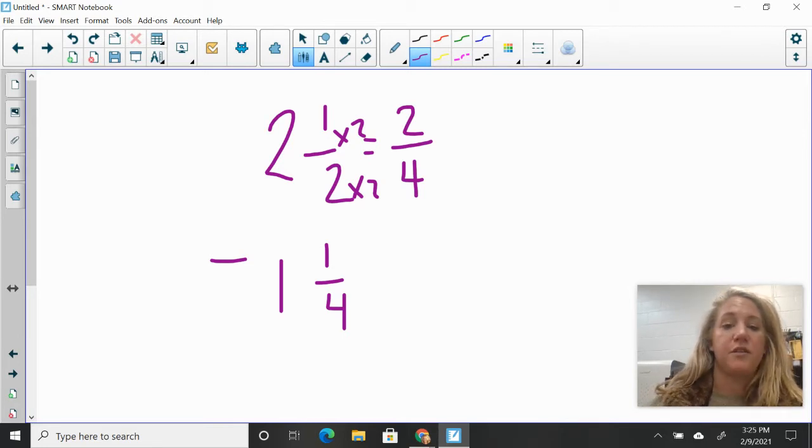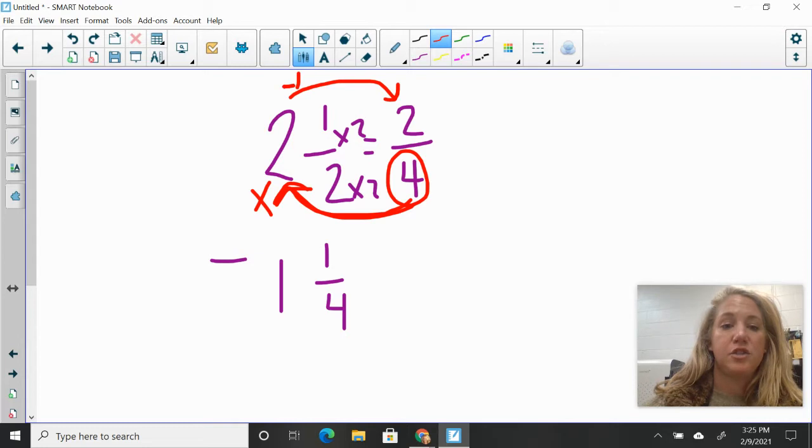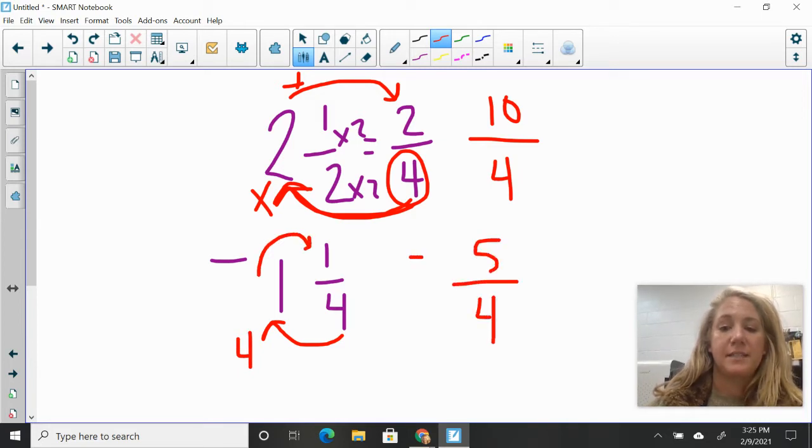So if I wanted to convert this into an improper fraction, I can do that. You multiply your denominator times your whole number. So 4 times 2 is 8, plus 2 more is 10. And that would give me 10/4. And then down here, I would do the same thing. 4 times 1 is 4, plus 1 more is 5.